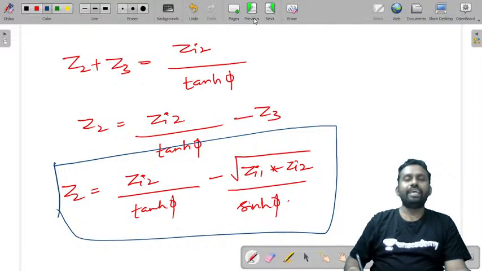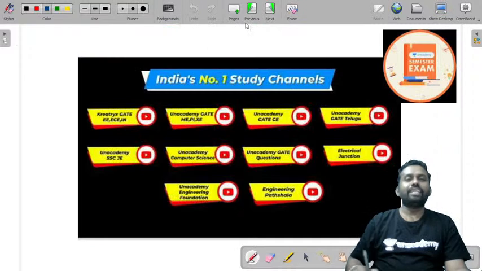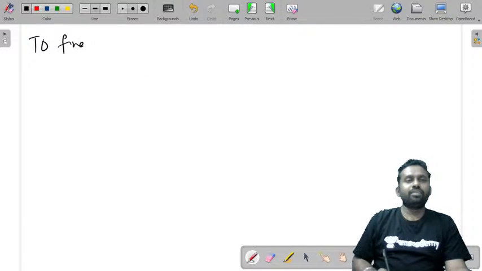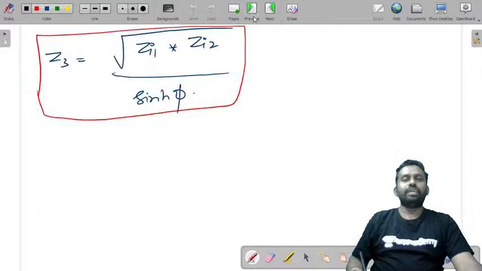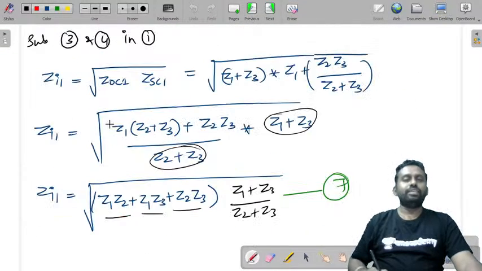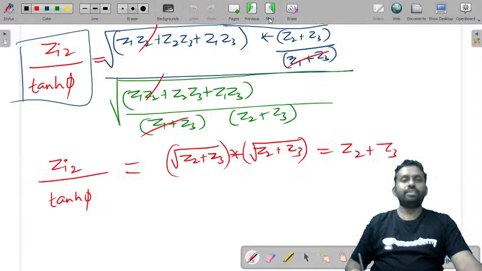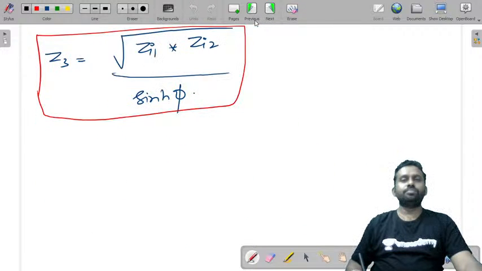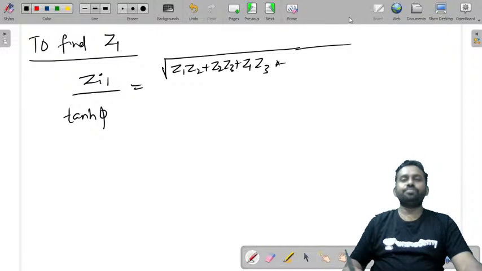And now also you can divide zi1 by tanh phi. So this we have divided to get the value of z2. Now let's take zi1 by tanh phi to find z1. So consider zi1 by tanh phi. What is zi1? If you see, just try to see what is zi1. zi1 is root z1 z2 plus z2 z3 plus z1 z3 into z1 plus z3 by z2 plus z3.